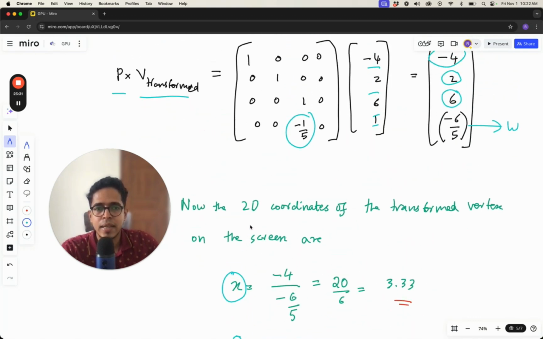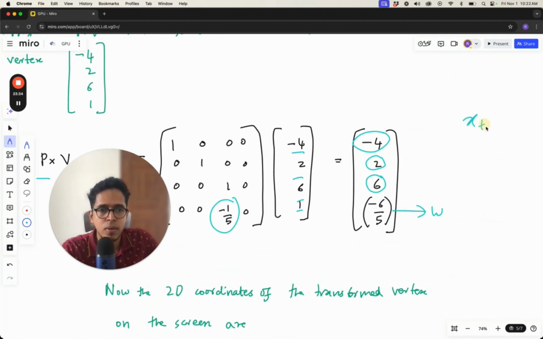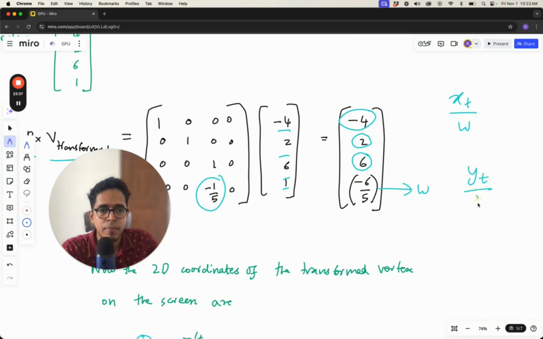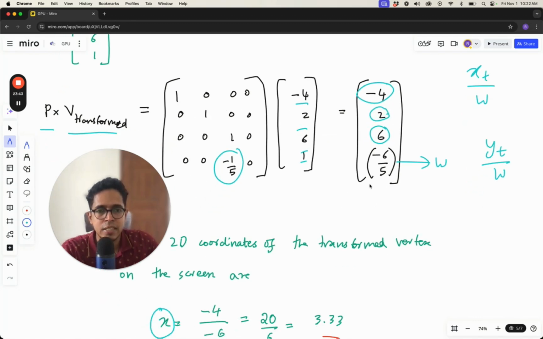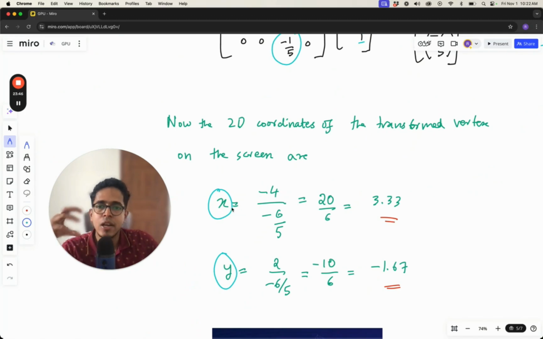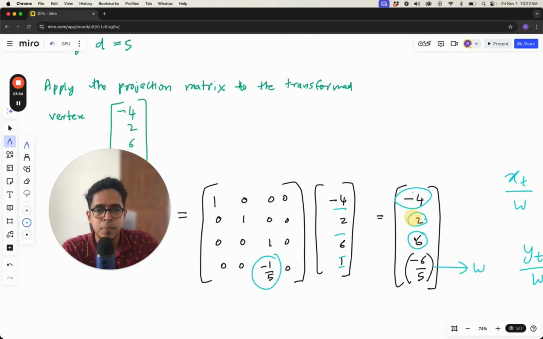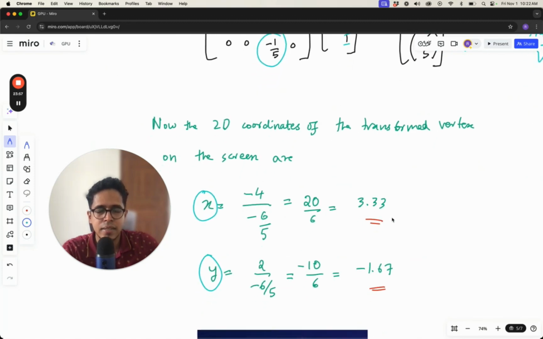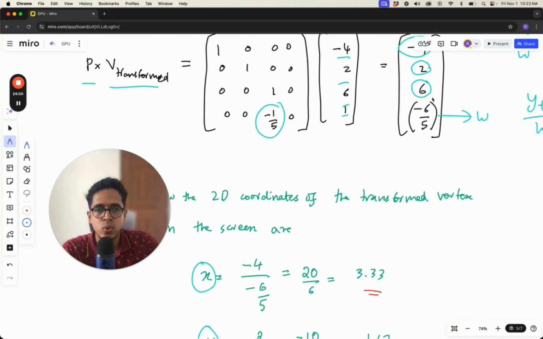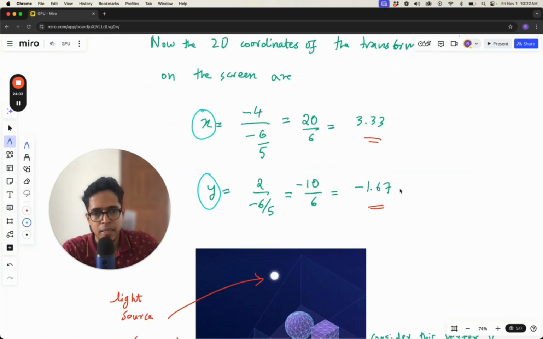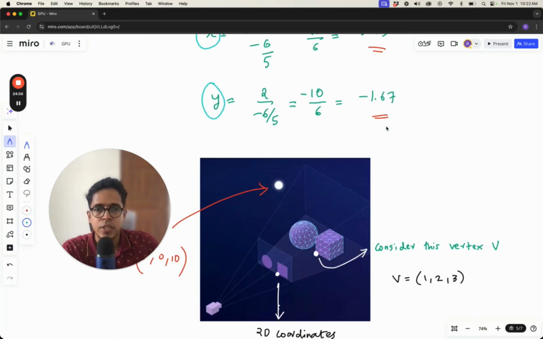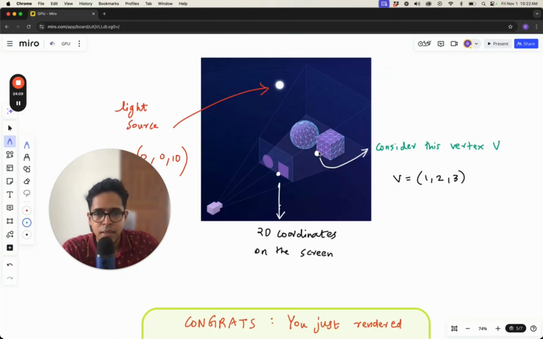But to calculate the xy coordinates, you have to divide x transformed by w and y transformed by w. So x transformed is minus 4, y transformed is 2, and w is minus 6 by 5. So the 2D value on the 2D plane for this particular vertex will be minus 4 divided by minus 6 by 5, right? That is 20 by 6, which is 3.33. And the y value will be 2 divided by minus 6 by 5, which is minus 10 by 6, which is minus 1.67.